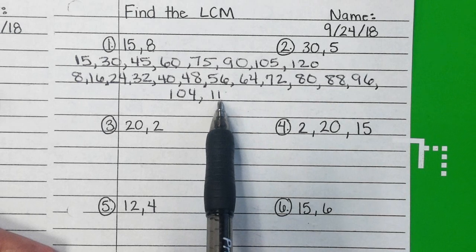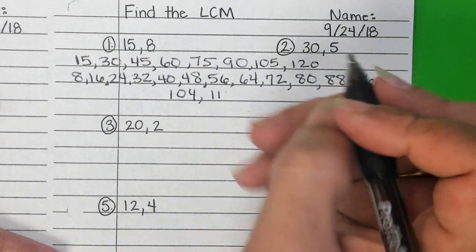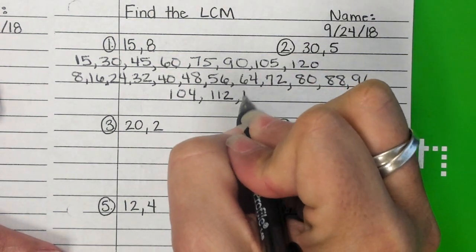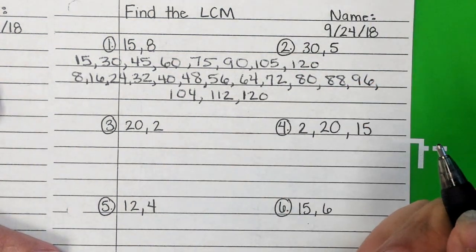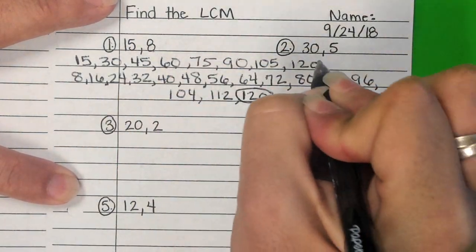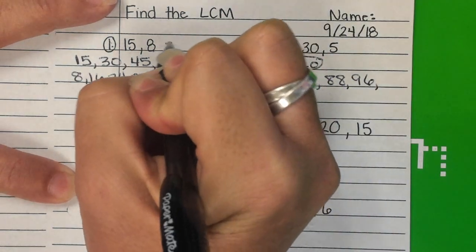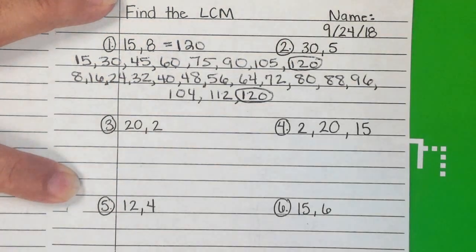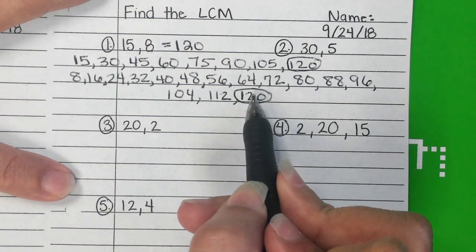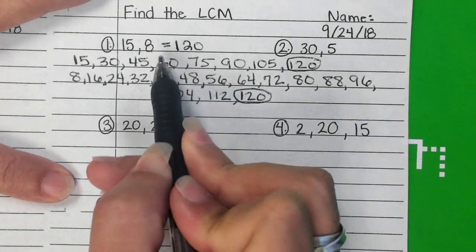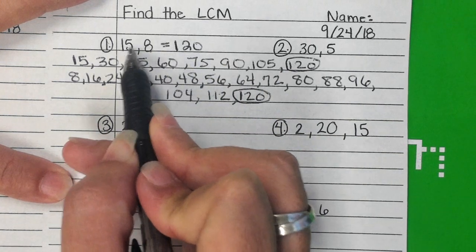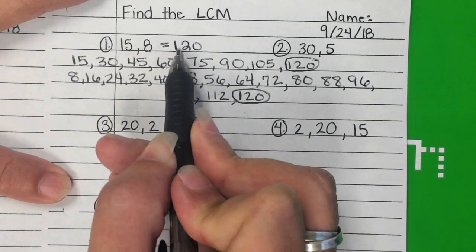My next number after 104 would be 112, and if I added 8 to that, it would be 120. So my least common multiple is not very least, meaning it's very large, it seems like, but it is 120. Now, one of the tricks for least common multiple, if you're getting this high up, you can multiply 8 times 15 and see what you get, because that should be, 8 times 15 is 120.